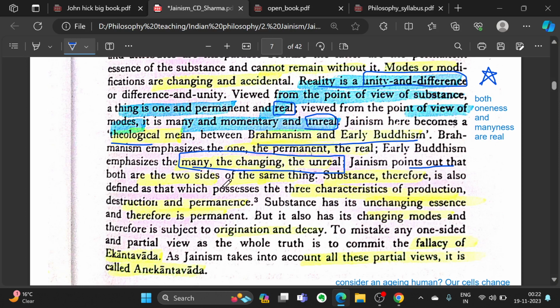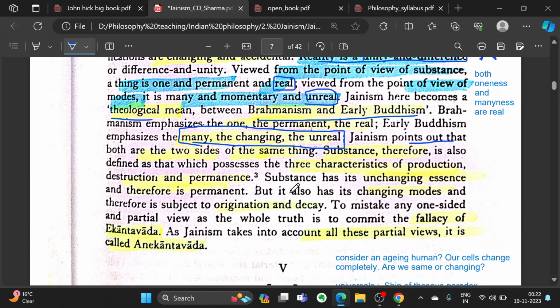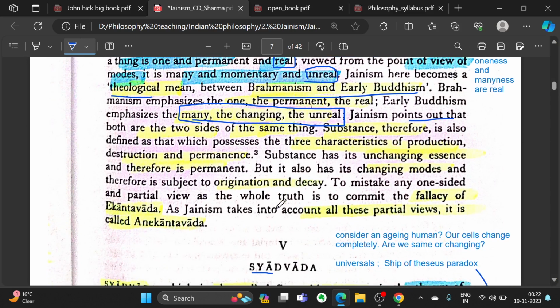Substance, therefore, is also defined as that which possesses the three characteristics of production, destruction, and permanence. Substance has its unchanging essence and therefore is permanent, but it also has its changing modes and therefore is subject to origination and decay. To mistake a one-sided and partial view as the whole truth is to commit the fallacy of Ekantvada. As Jainism takes into account all these partial views, it is called Anekantvada.